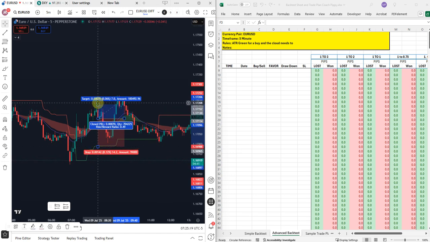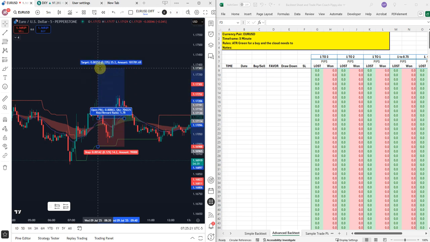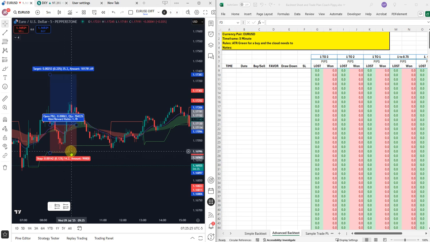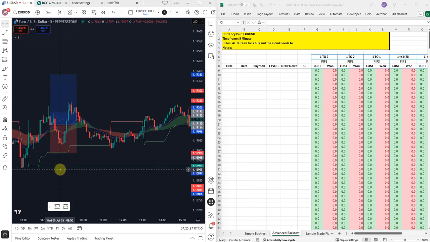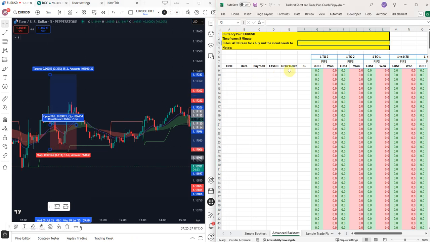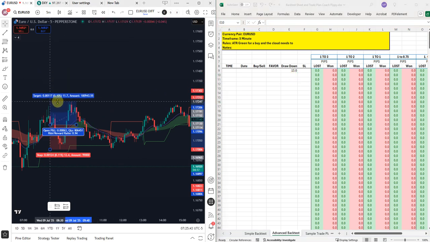What we're doing for this backtesting is we're seeing how far it went in our favor and how far it went against us, which is called drawdown. In this case, our drawdown was 12.5 pips. We'll call it 13, right? So drawdown is 13 pips. Our favor, how far it went in our favor, is about 12 pips.